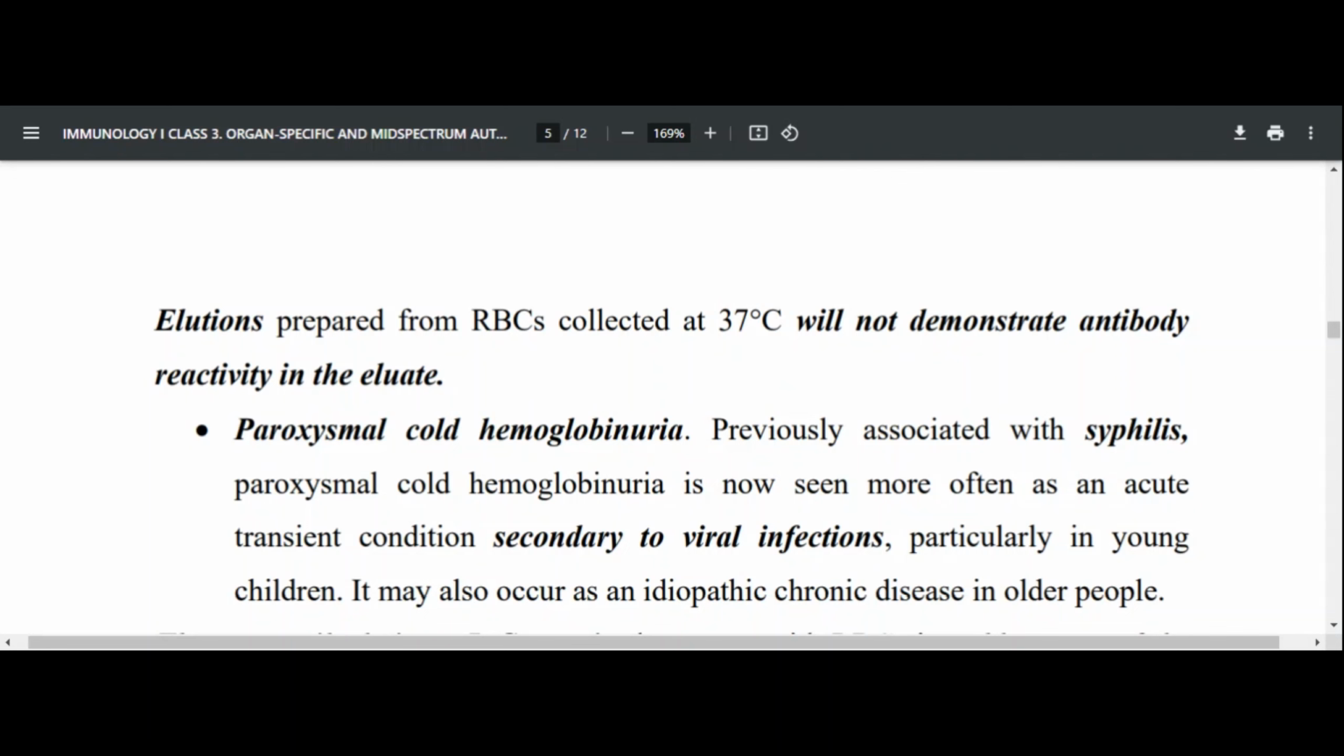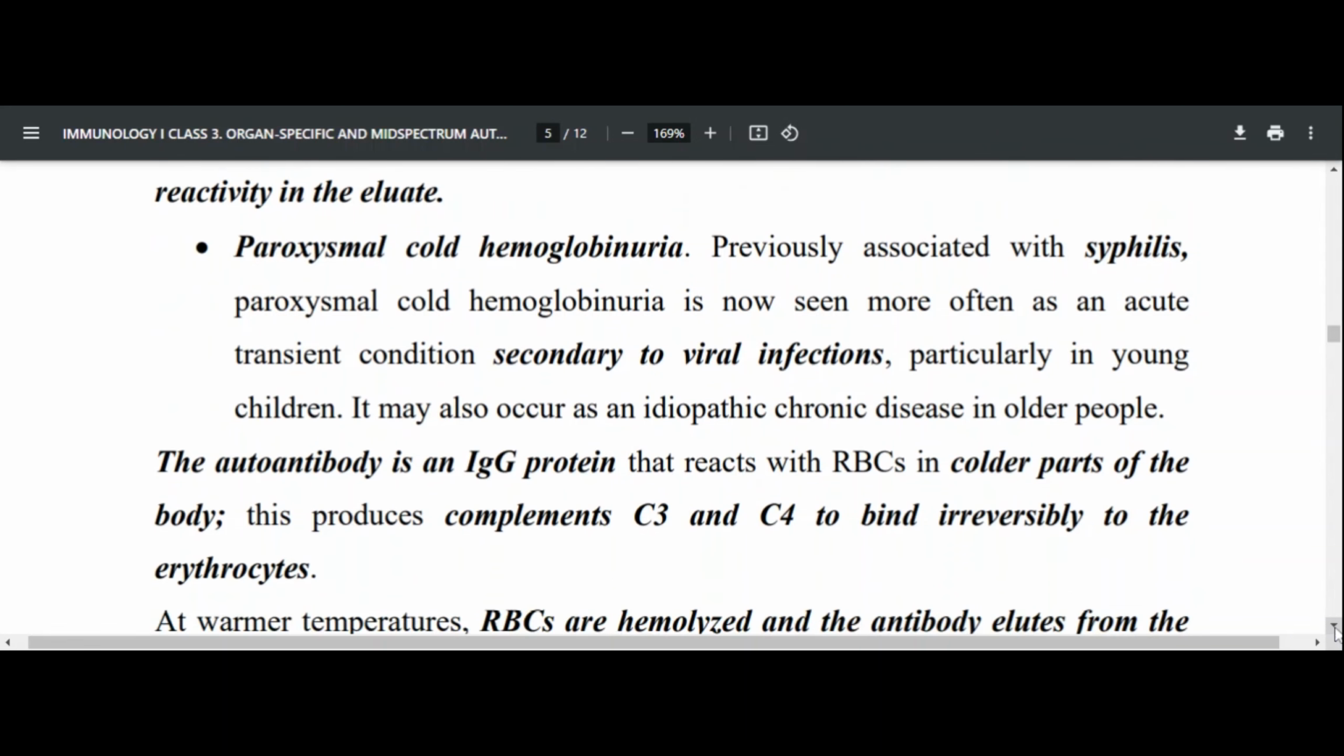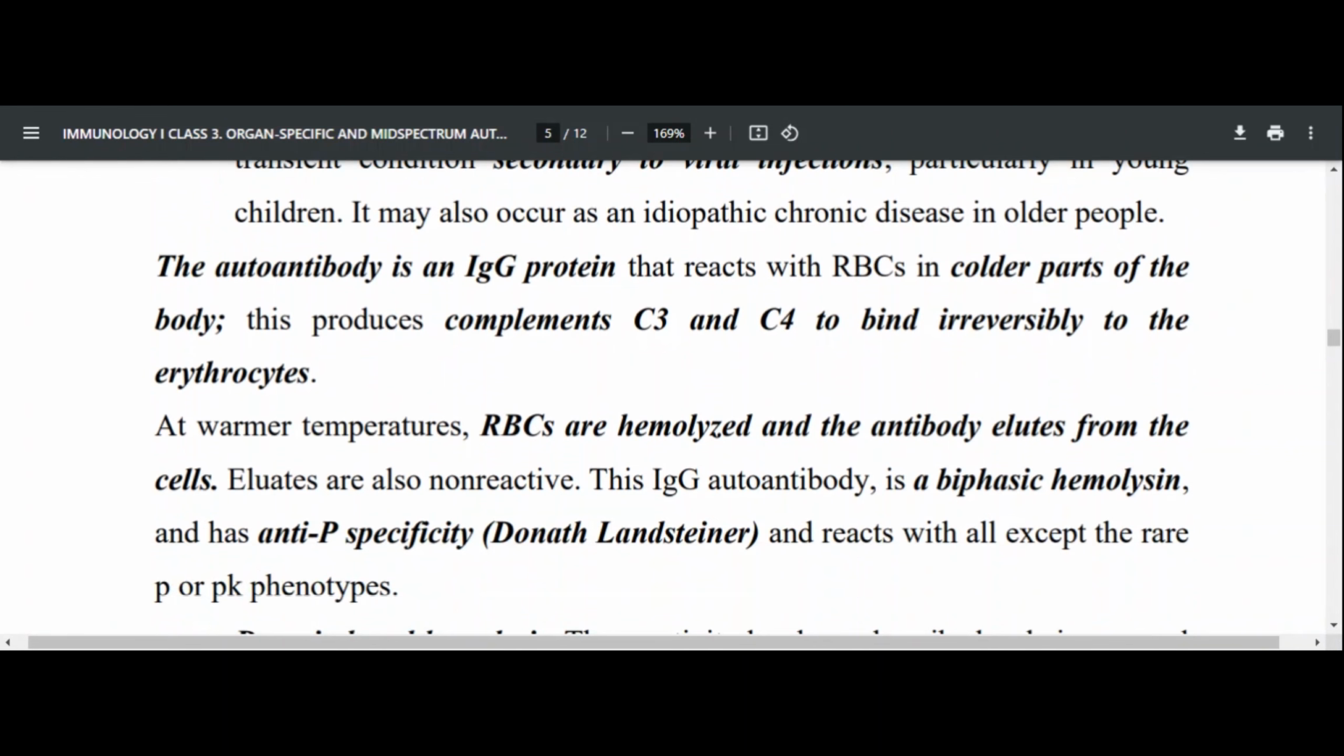So this antibody is called a biphasic antibody. It is able to react in the colder part of the body, and this can also produce binding of complement C3 and C4 proteins. But at the warmer temperatures of the body, RBCs are hemolyzed and the antibody elutes from the cells. So eluates are also non-reactive.